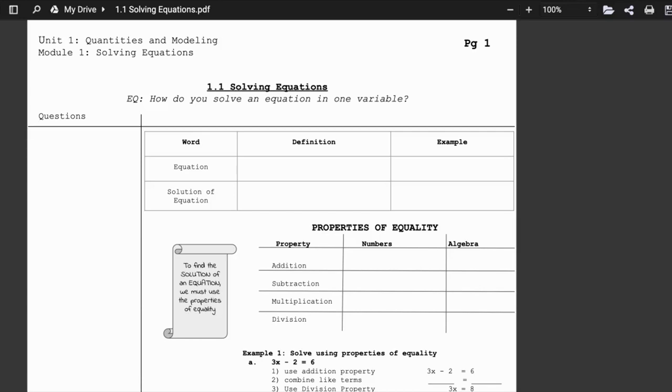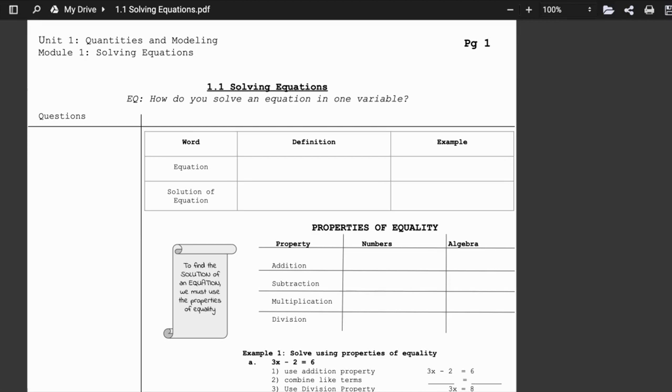We're going to be taking notes today on solving equations. This is our first notes of the year, so it's exciting. We're working in Unit 1, Quantities and Modeling, and Module 1, Solving Equations. And this is Lesson 1.1, Solving Equations. Our essential question is: how do you solve an equation in one variable?